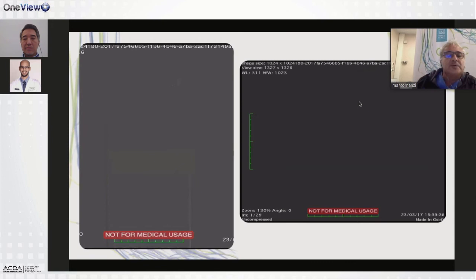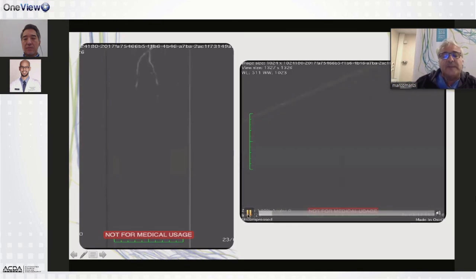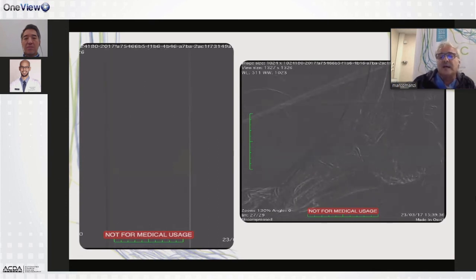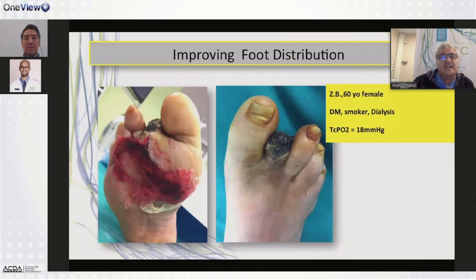I remind you that the low viscosity of CO2 very often shows some communication with the veins, and if you repeat the acquisition with contrast medium, you can never see this fistula. And this is the final foot after the recanalization.